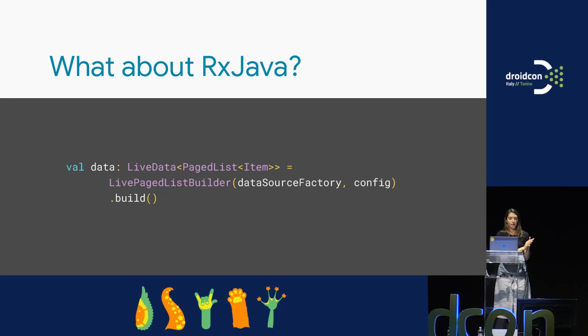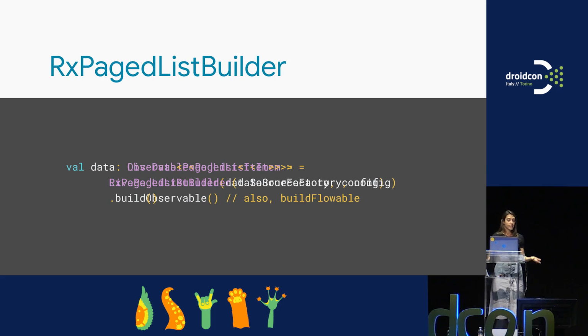OK, so I talked about the LiveData, LivePagedListBuilder. But what if you're using RxJava? Well, we haven't forgotten about you. We have an RxPagedListBuilder. So instead of using a LiveData, you can use an Observable by just building an RxPagedListBuilder. The same, you would pass the factory, you'd pass the configuration. But instead of calling build, you would say buildObservable. But you can also use buildFlowable, which of course would return a Flowable of a PagedList.